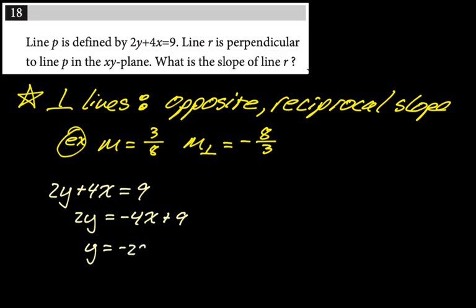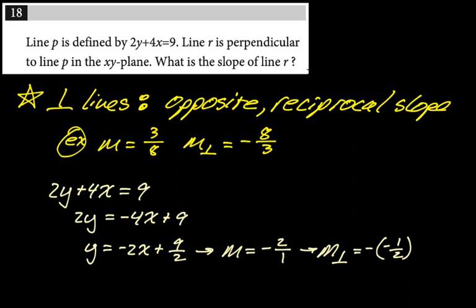So if you want to ignore the 9 at this point, you totally could. But we have 9/2 anyway. So the slope here is -2. I think it's convenient to write it as -2/1. And then the perpendicular slope is going to be the opposite, so negative reciprocal. The reciprocal of -2/1 is -1/2, so it's -1/2, which is +1/2. And that's what we would be gridding in.